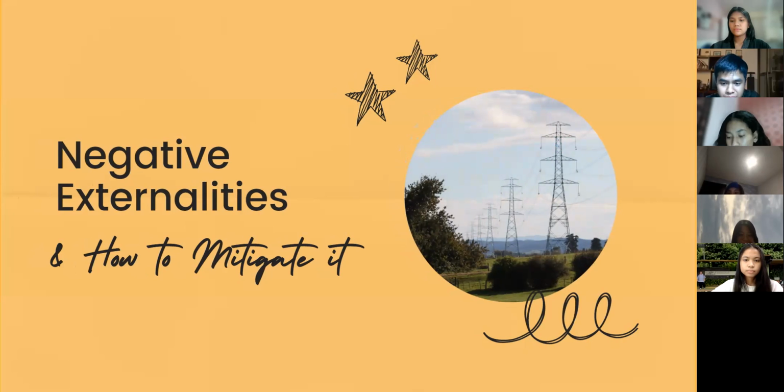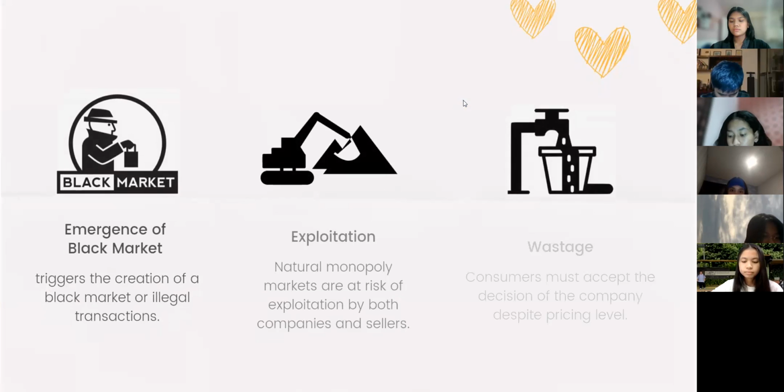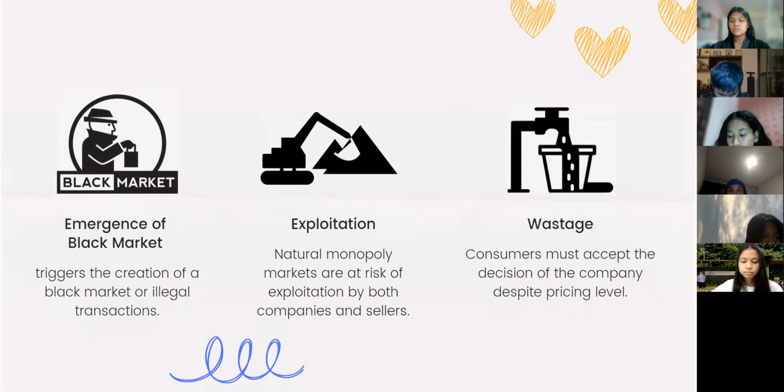So now we're going to discuss the negative externalities and how to mitigate them. Next. So as natural as it sounds, this market structure can provoke negative externalities to arise. One of the common negative externalities that it has caused is the creation of a black market.